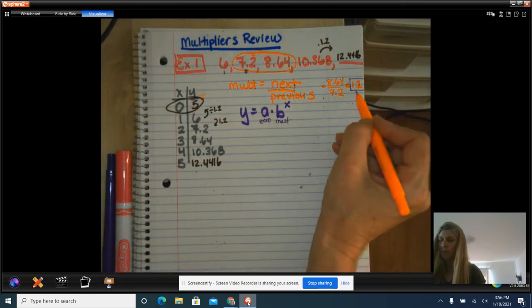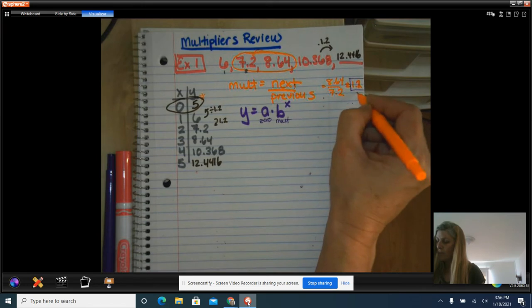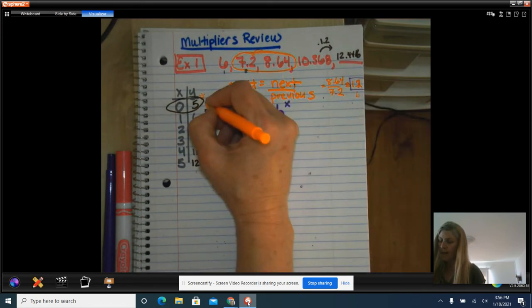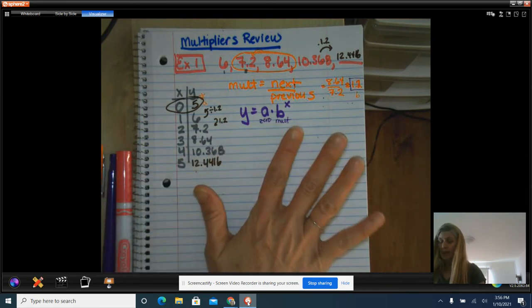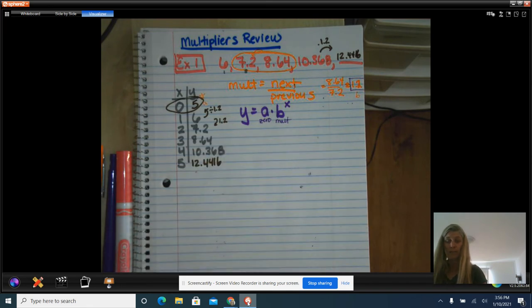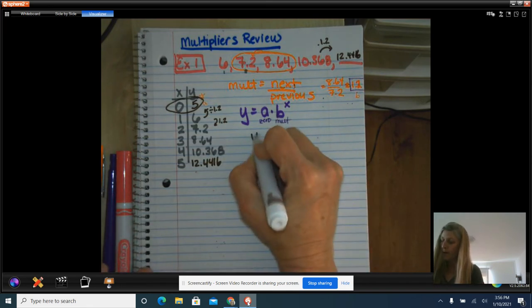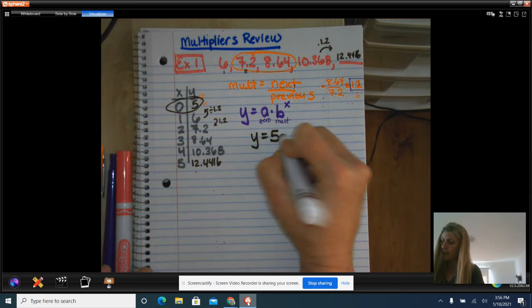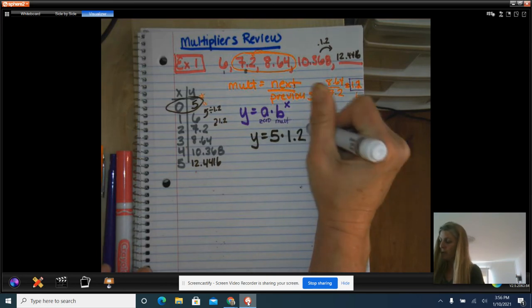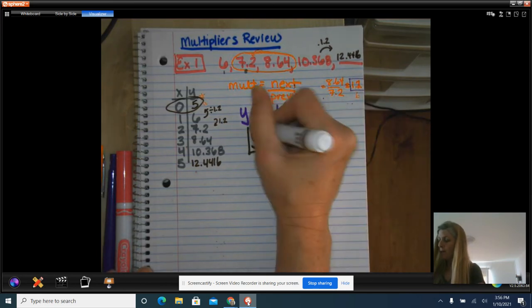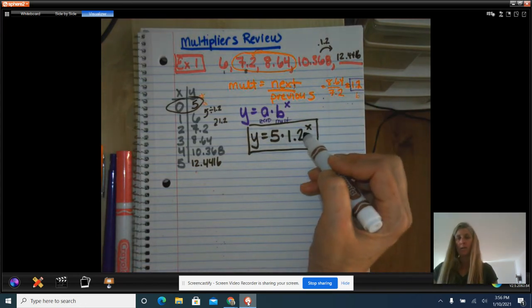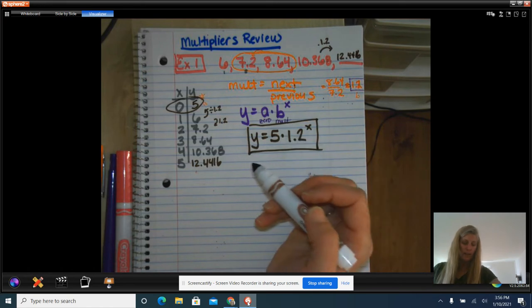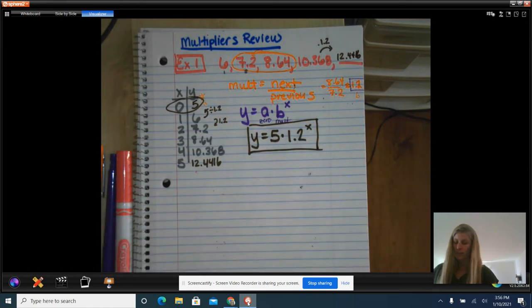And this information right here is what I'm going to use to finish up my equation. So I have my 2 pieces of information. I have my multiplier, which is a B, and I have my 0, which is my A. So I'm ready to go ahead and plug that in and find my final explicit equation. So I have y is equal to 5 times 1.2 to the x power. So because this is an explicit equation, of course, I can plug any number for x in my calculator and solve and know that that's the number in the sequence.